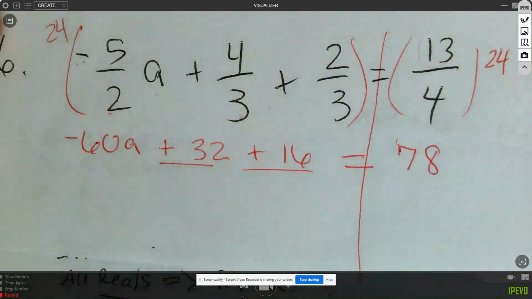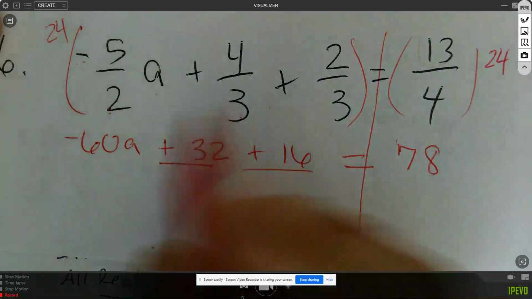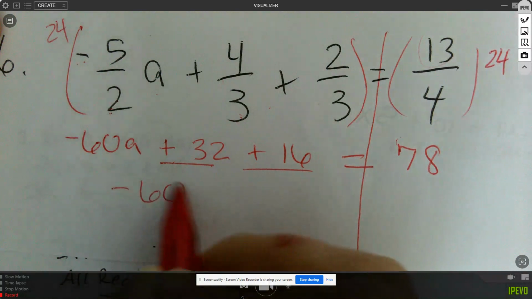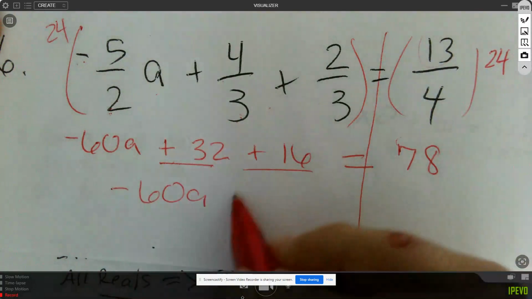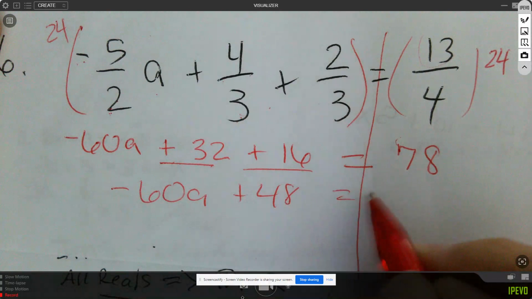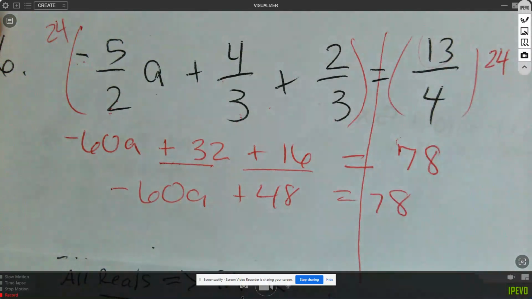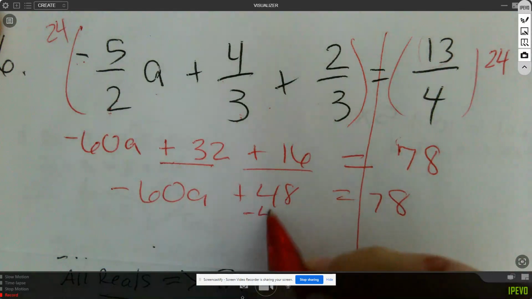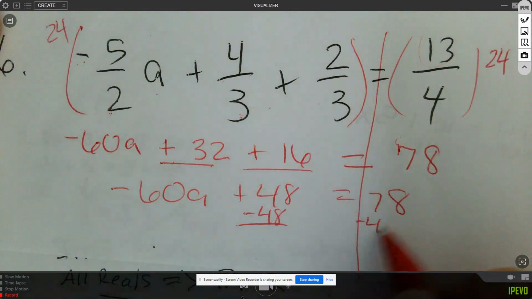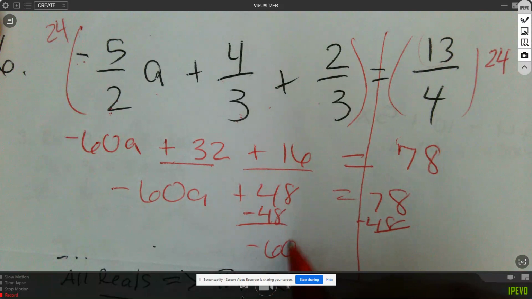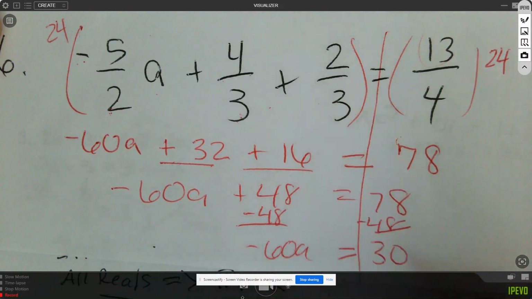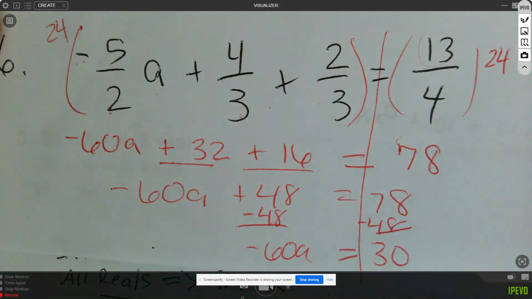That's those two. So I'm going to do 32 plus 16. Bring down my negative 60a. Plus that added together is 48 equals 78. You will now get rid of the 48 on both sides. So subtract 48 from both sides. And I'm left with the negative 60a equal to 30. Divide both sides by the number with the variable.